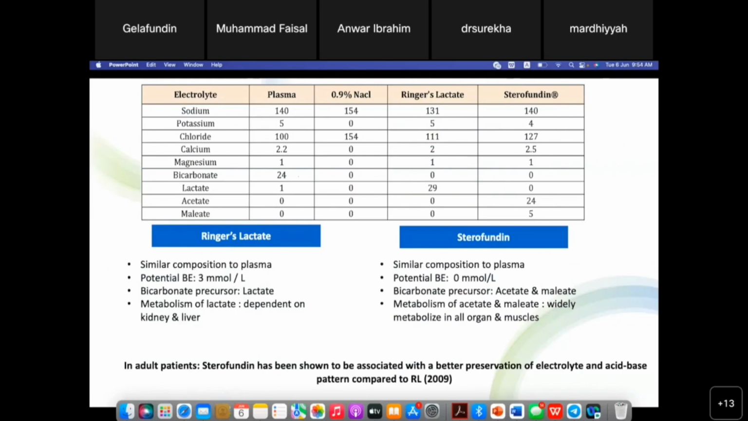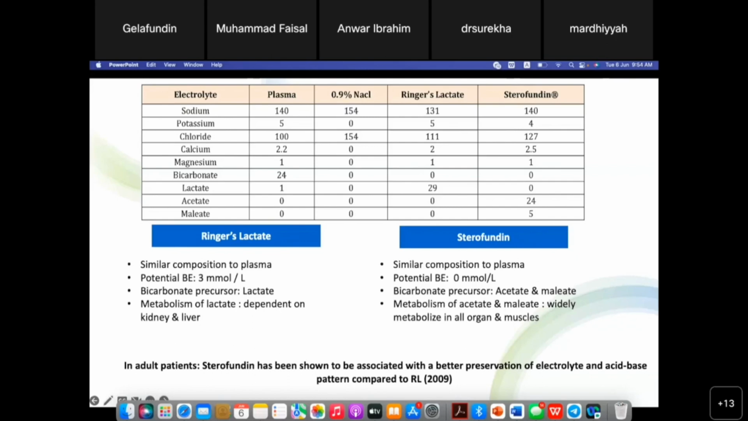So lactate is actually metabolized in the kidney and liver. So maybe if the patient has kidney injury or liver injury, we would opt to use Sterofundin. Because the bicarb precursor for Sterofundin is acetate and malate, which are both widely metabolized in all organs and muscle.